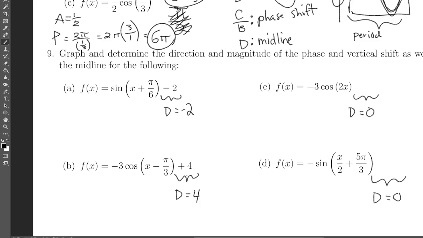But the direction and magnitude of the phase shift is basically saying, are we shifting pi over 6 units to the right or to the left here?